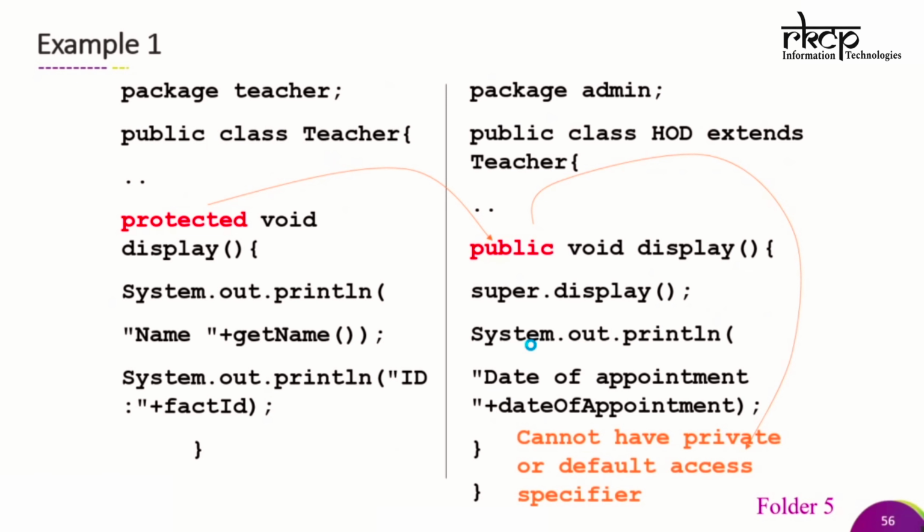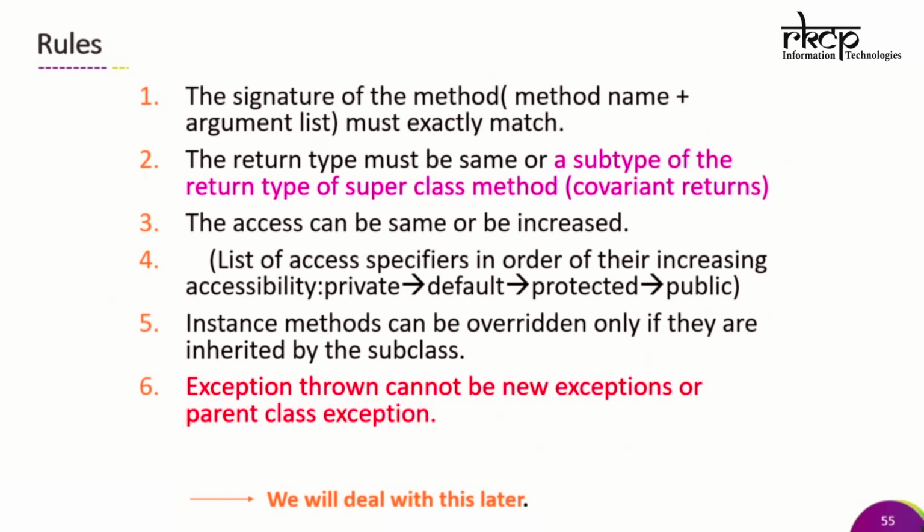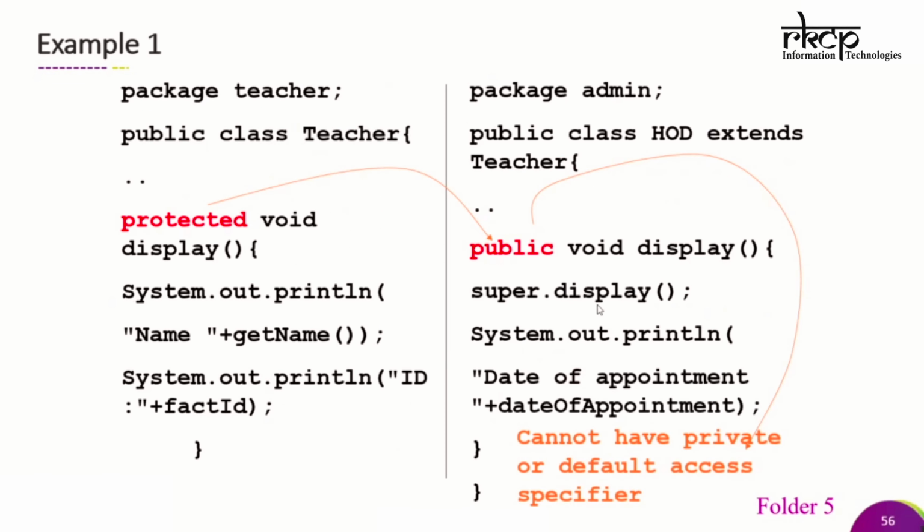So I think it is clear why you do overriding: if the child class wants to change the logic of the parent class method, only then will it use overriding. There are a few important points. The signature of the method must be the same. That is rule number one for overriding. Signature means, in this example, display. Display is the signature, and on this side you have to use the same display.